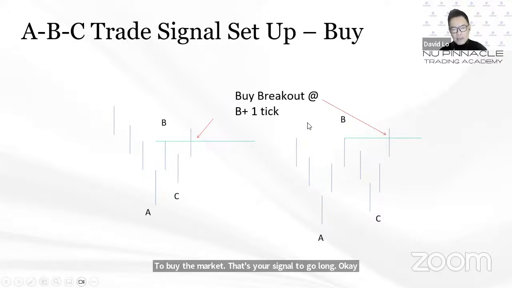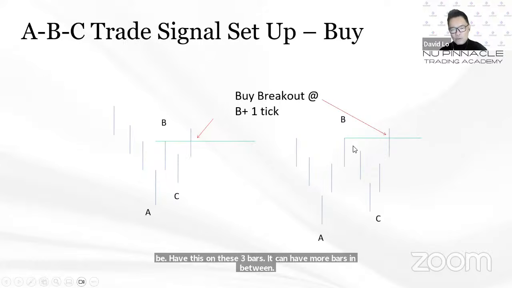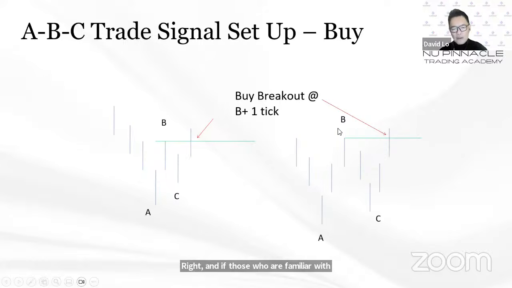Okay. Another pattern is it can have more bars. It doesn't have to have only 3 bars. It can have more bars in between, right? And for those who are familiar with the system that I teach, if you have 5 bars, this is actually a fractal. It becomes a fractal. It's part of market structure, right? So you can have more bars in between. The signal may be stronger when it breaks out through B. Okay, so this is the ABC trigger.